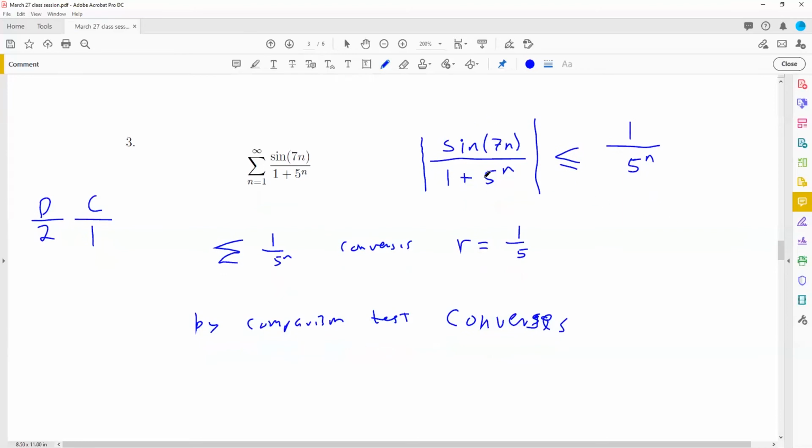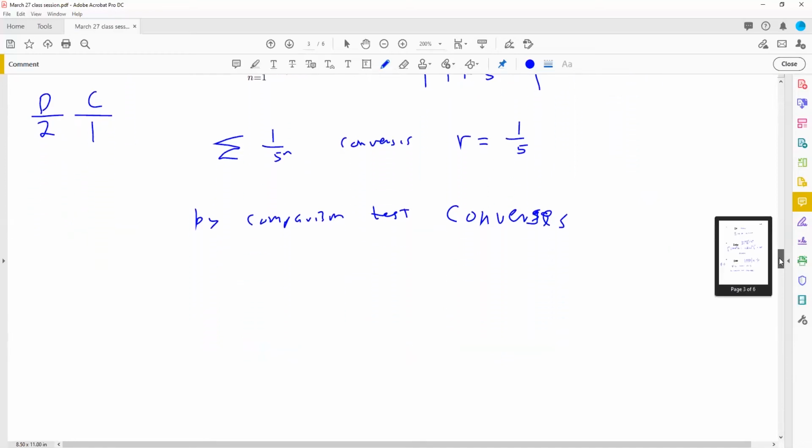So essentially what I've done is shown that it converges absolutely, because this can be negative. This sine 7n is going to take on negative values and positive values. But it's not an alternating series because it doesn't go back and forth consistently from every other term. It could have like 2 positive terms and then a negative term, or something like that.